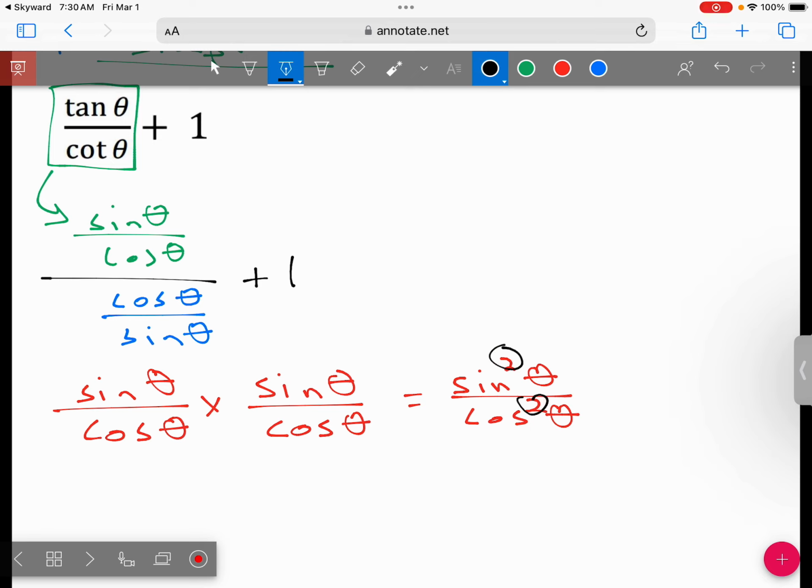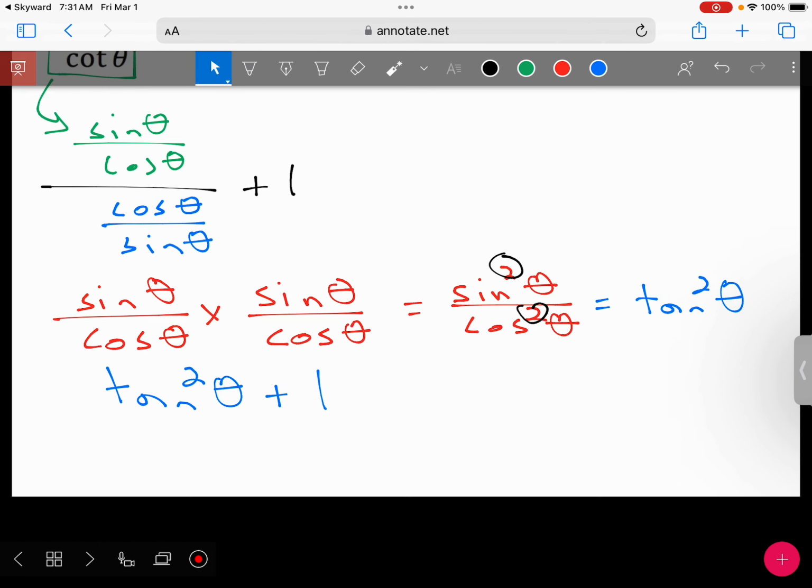So sine squared theta over cosine squared theta is going to be tangent squared theta, just like sine over cosine is tangent. So that's going to equal tangent squared theta. So now we have tangent squared theta plus 1. That kind of smells like an identity to me. There's something that's squared and it's an addition or a subtraction sign.